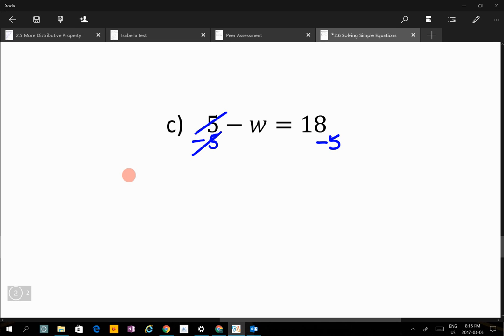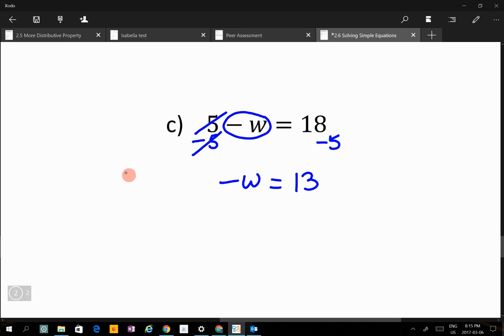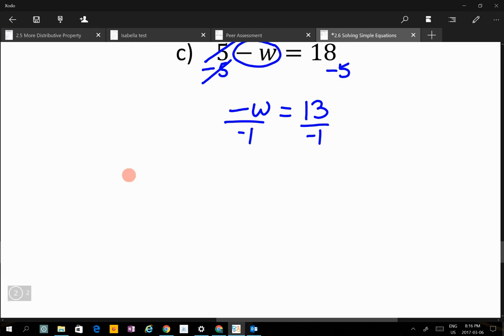5 minus 5 cancel each other out, and I'm left with this negative w. So be careful with that negative sign. I have a negative w. And that equals 18 take away 5, which is 13. Okay, but I want a positive w. So if I want the positive w, I just have to either multiply or divide both sides by negative 1. Because there's that invisible negative 1 in front. So negative w divided by negative 1 will give me a positive w. 13 divided by negative 1 is negative 13. And there's my answer.